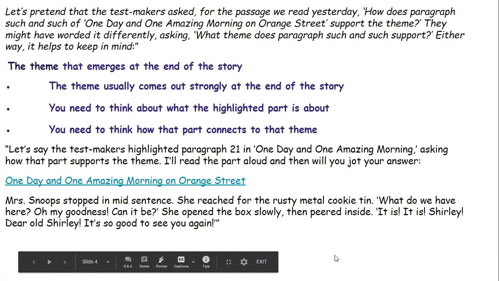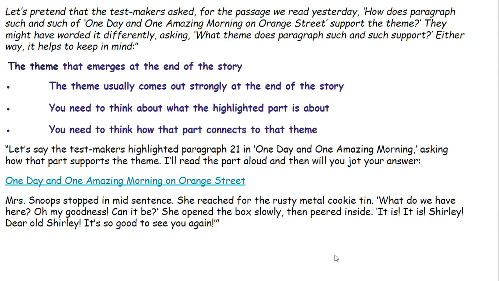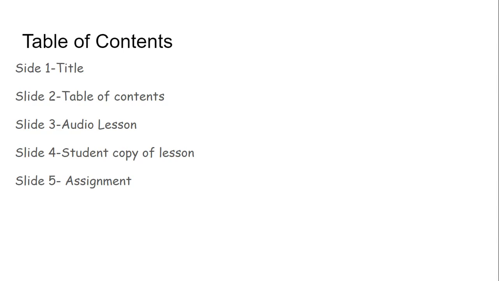Hi, fourth graders. How many of you like to work on puzzles? Well, in a puzzle, each piece has an important job to do. It has to connect to others and help make the puzzle whole. That's a lot like stories. Each part in the story connects to others and helps to make the whole story.